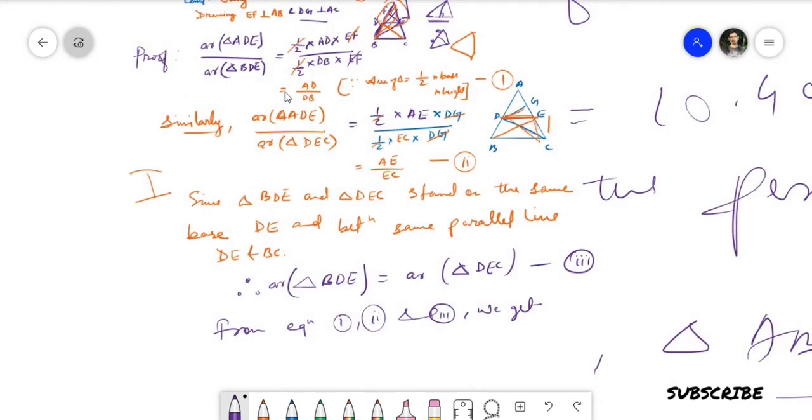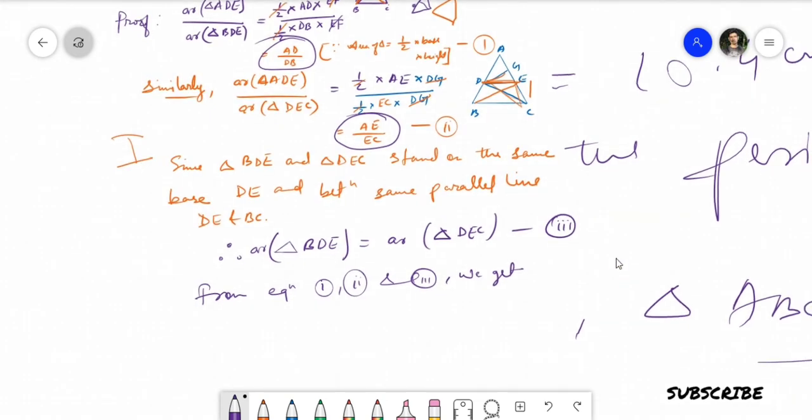We can get this one, this and this, because it's under the same triangle. We can just say, and this is also equal, we can say AD by DB is equal to AE by EC. We got both triangles equal.